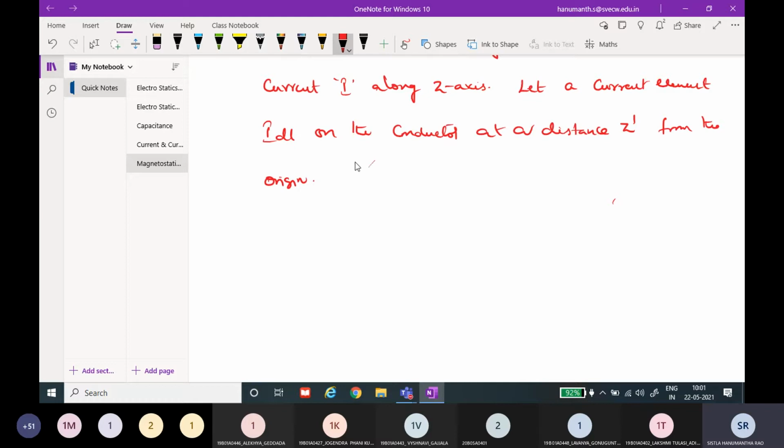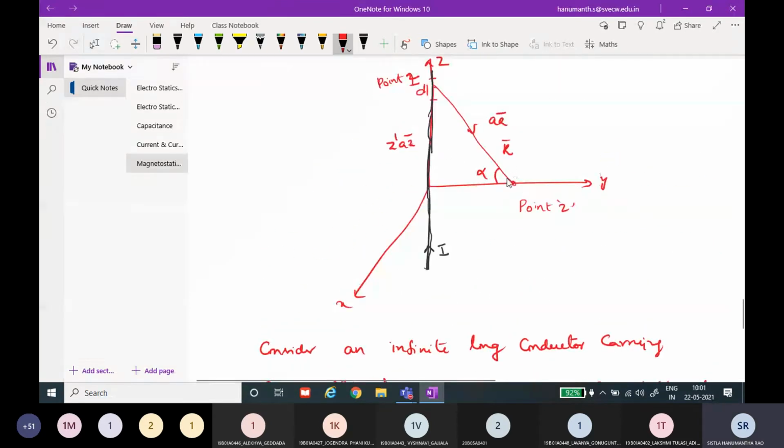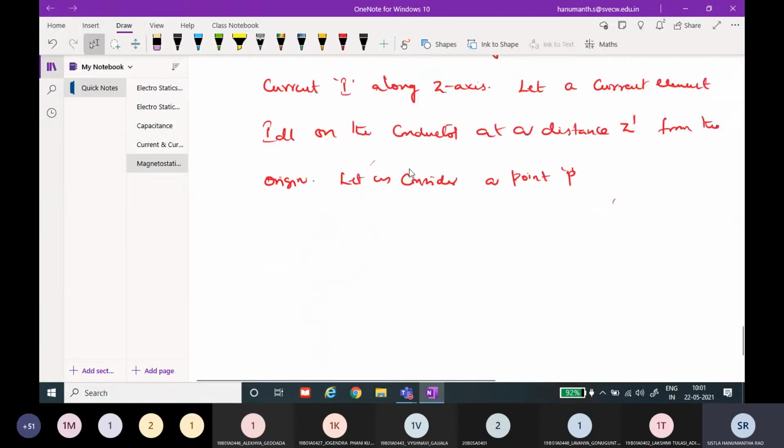Let us consider a third point, an observation point. Consider a point P. This is point P. Let us consider a point P on the y-axis, at a distance of rho from the origin.